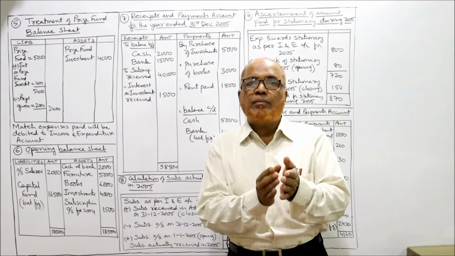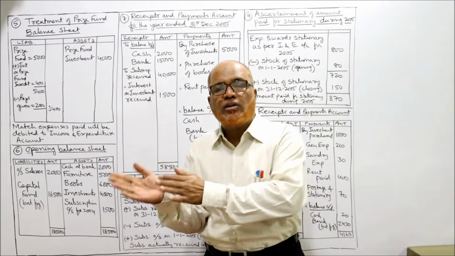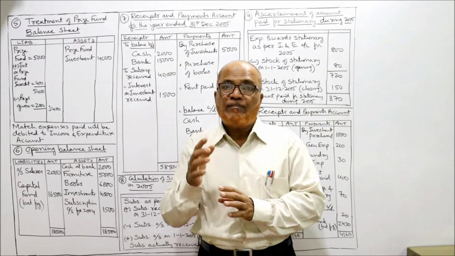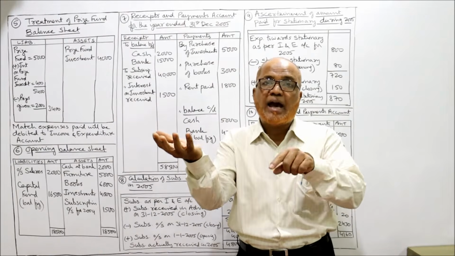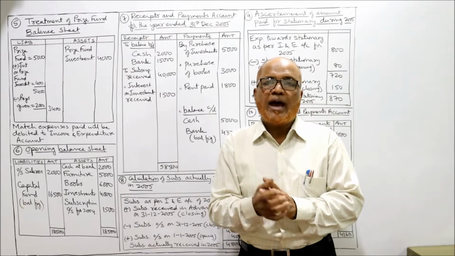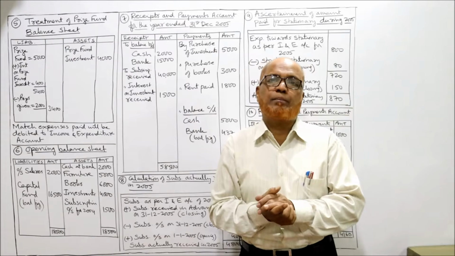Now it is given in the problem, investment made of prize fund. This investment should be taken on the asset side. If any income is earned on that investment, that will be added to prize fund. And if any prizes are given, that will be deducted from prize fund.